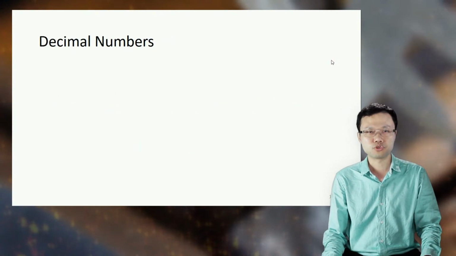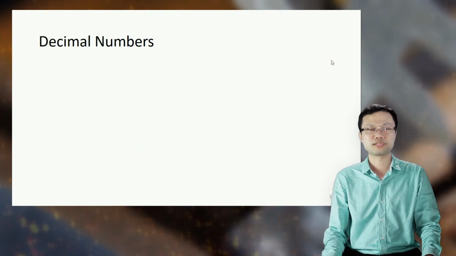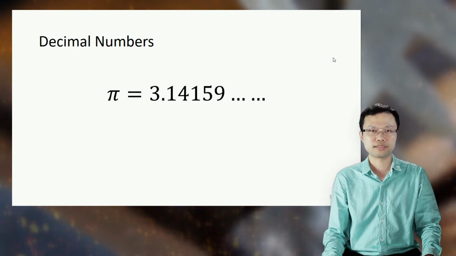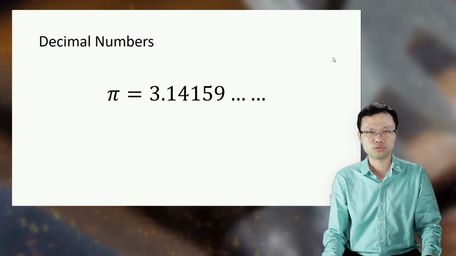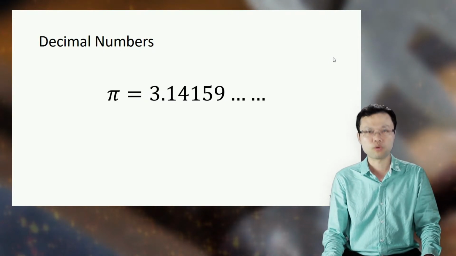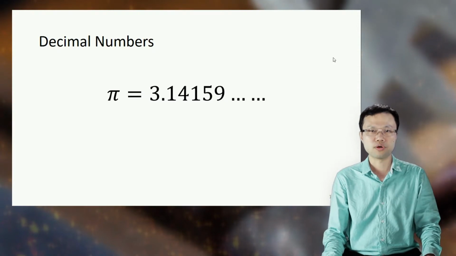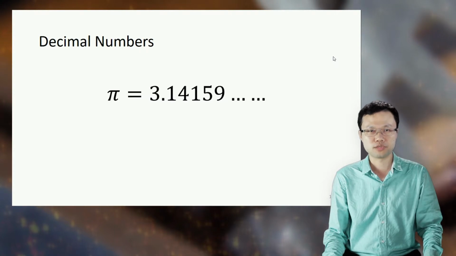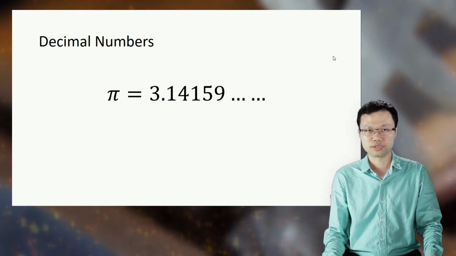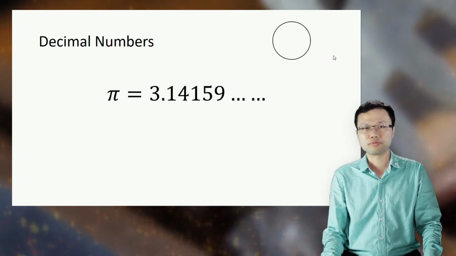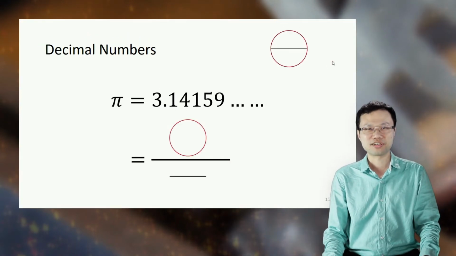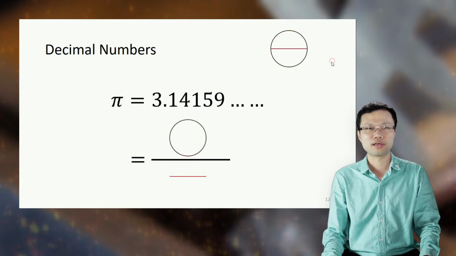Next, we switch to decimal numbers. An example of the decimal number is the constant pi, which is equal to 3.14159, and so on. This number is a natural constant related to circles. It is obtained by dividing the circumference of the circle by its diameter.